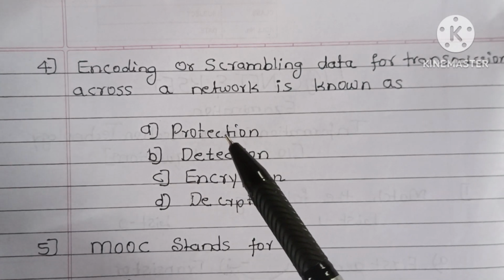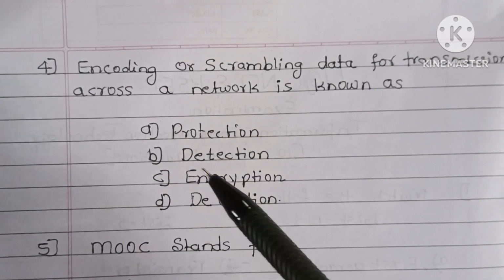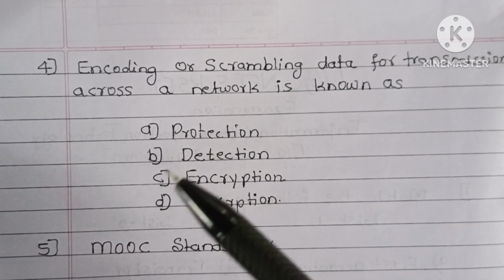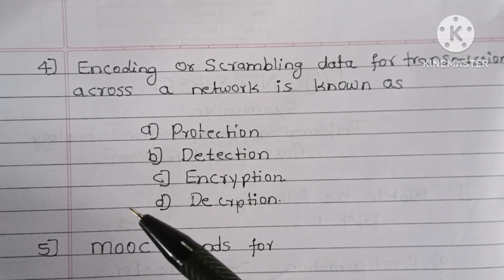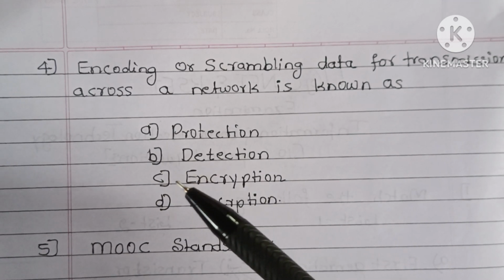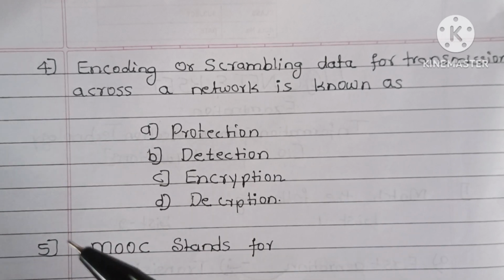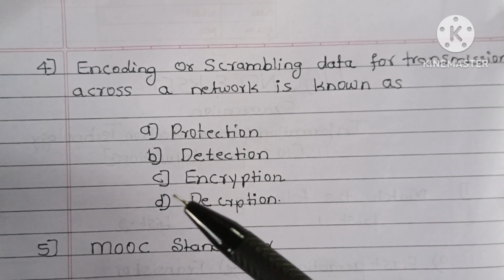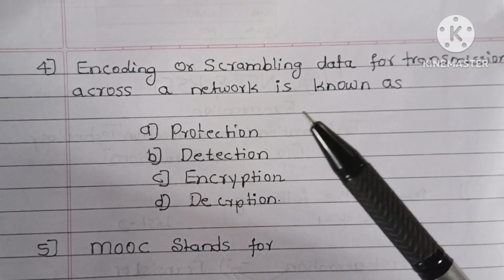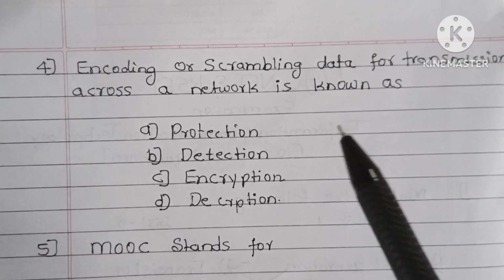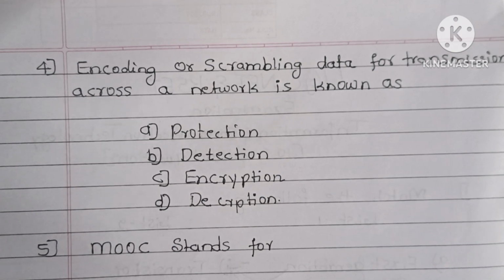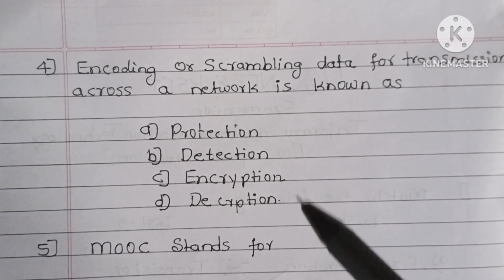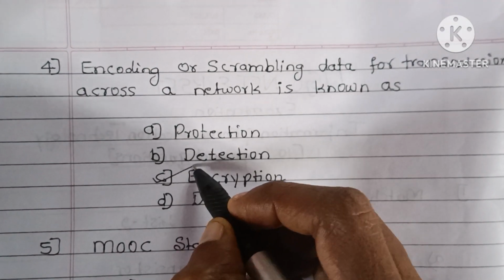Encryption is a method used to convert a message into another form. It is used to increase the security of messages because no third party can access this encrypted code. It requires the key to decrypt. So, encoding or scrambling data for transmission across a network is called encryption. So option C is the right answer.